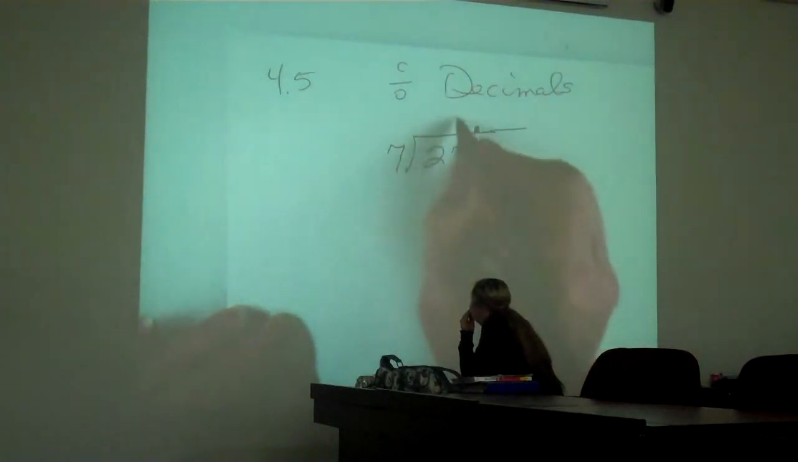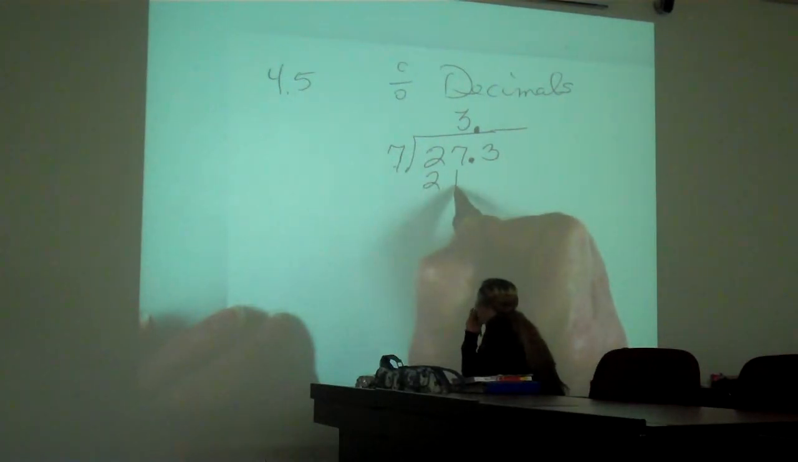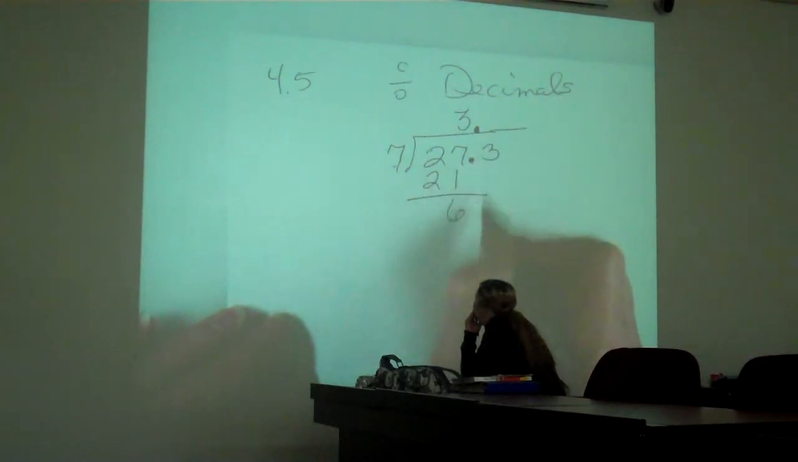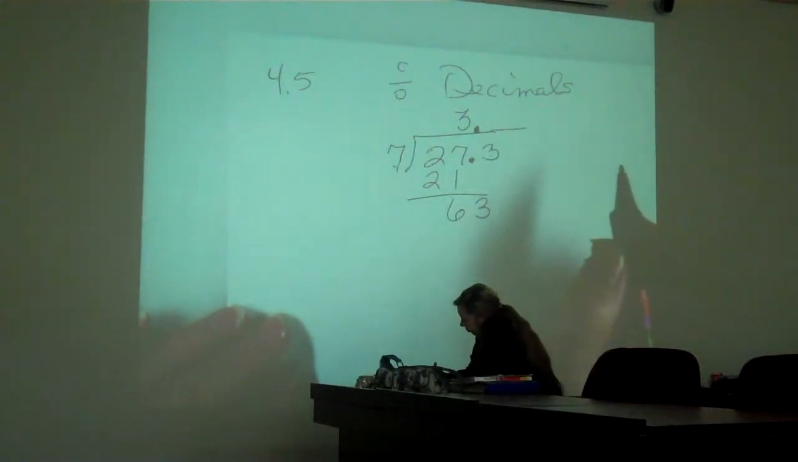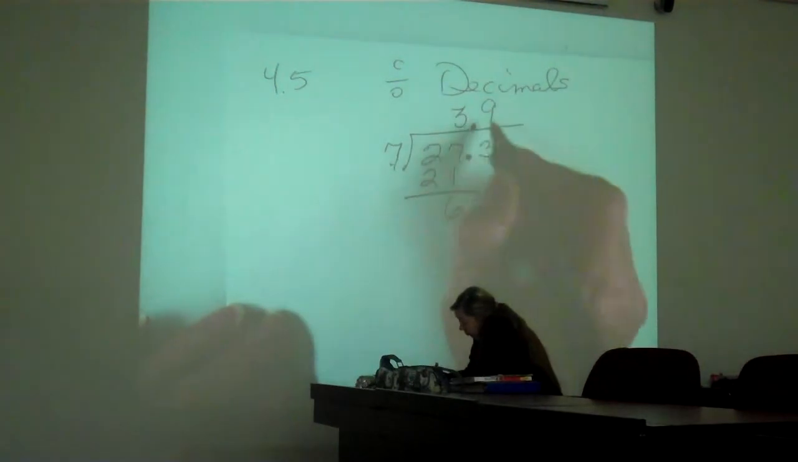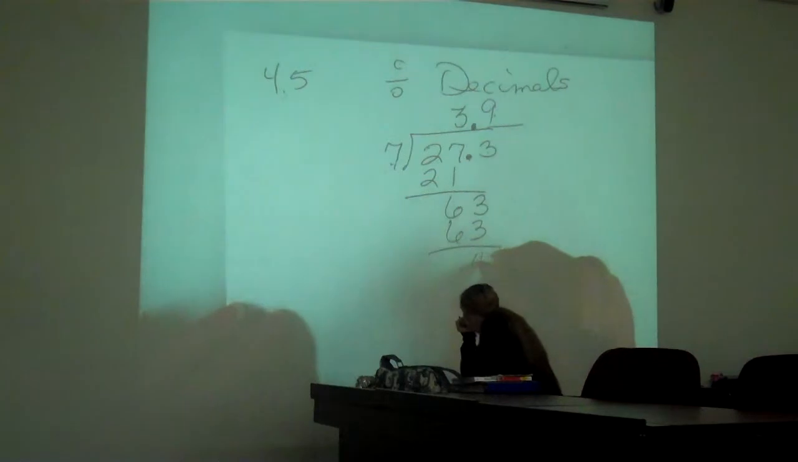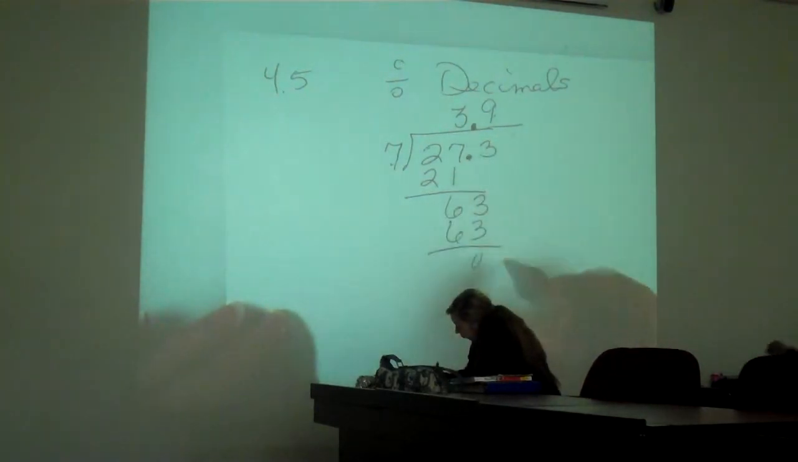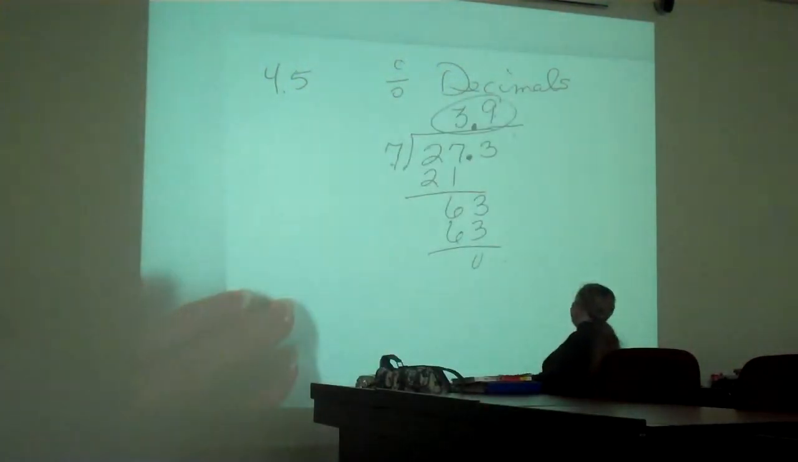7 into 27 goes how many times? 3 times. 3 times 7 is 21. Subtract. 6. Bring your next number down. You don't need to bring the decimal down. You've done all you need to do with your decimal. So just 7 into 63? 9. 9 times 7 is 63. And now you're done. If there was another number here, you would have added a 0 and brought it down. But the decimal just goes in the beginning. This just goes up into the answer, and there's your answer right there.